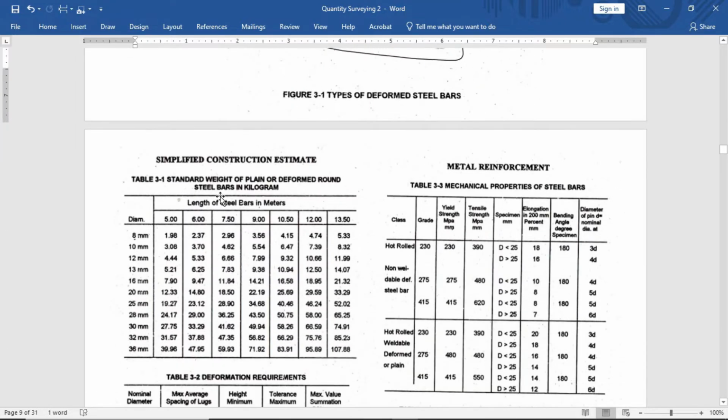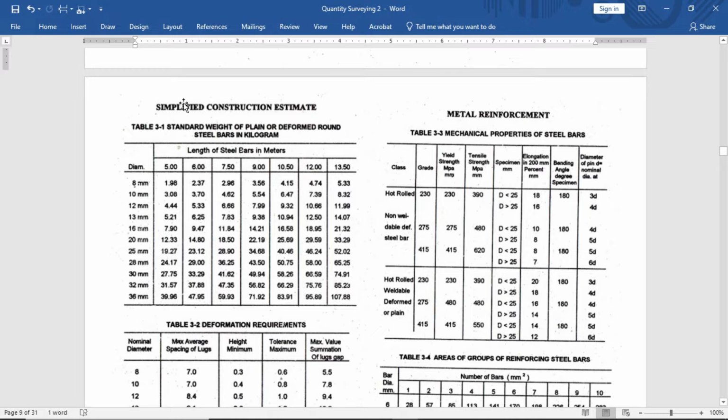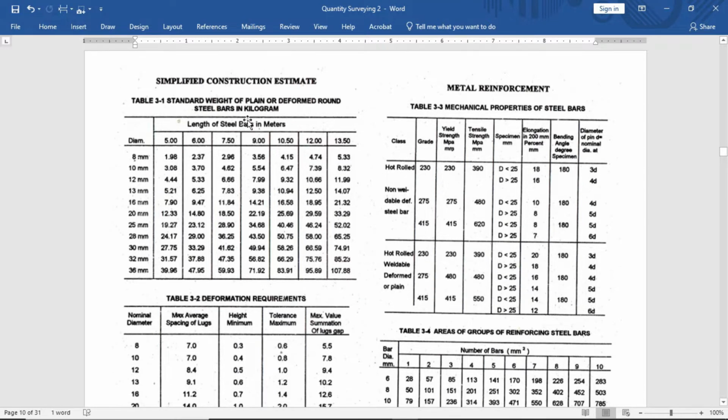So, ito yung mga standard tables natin. So, table 3-1, standard weight of plain or deformed round steel bars in kilogram. So, ito, in meters tong length, ito yung kadalasang available sa market. 6 meters, 7.59 hanggang 13.5. So, diameter ng mga bars natin, 8, 10, 12, 16, 20, 25 hanggang 36.